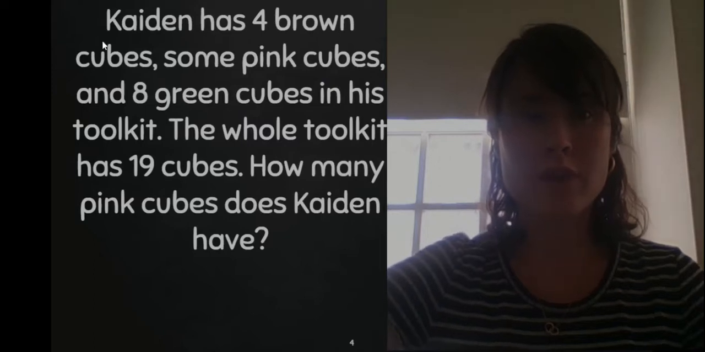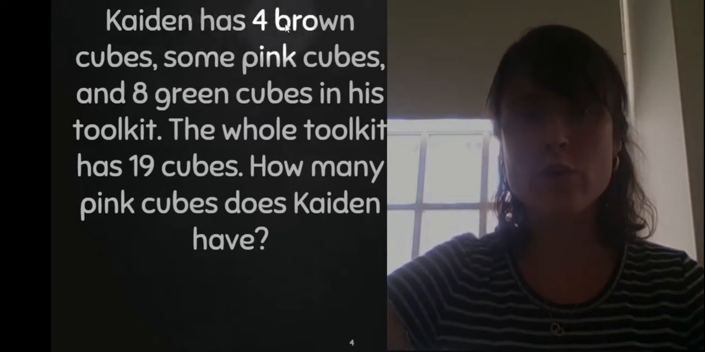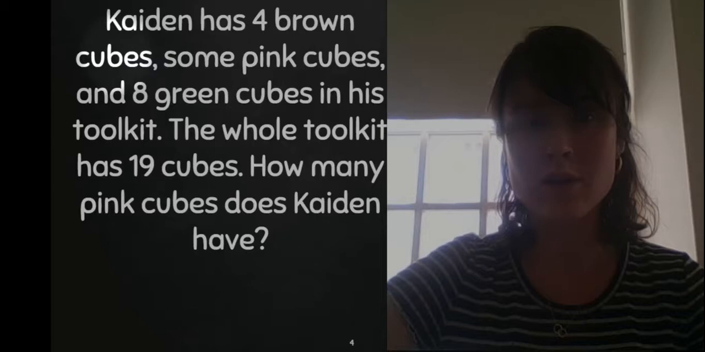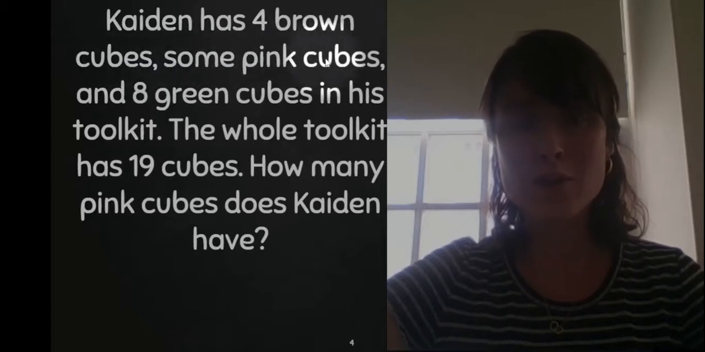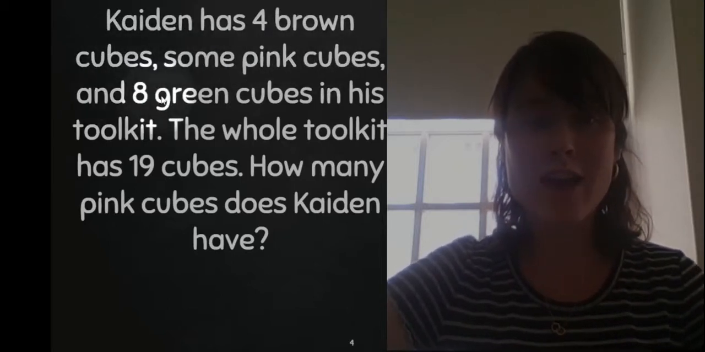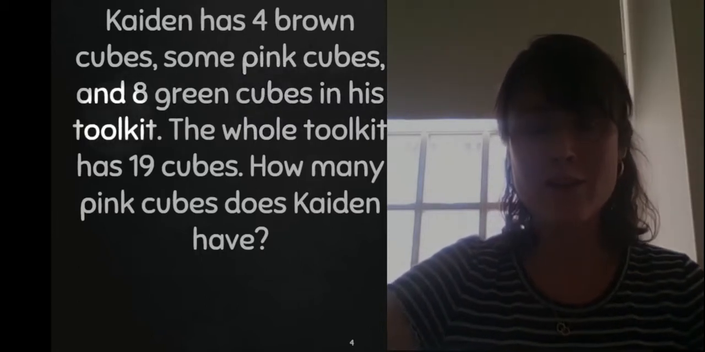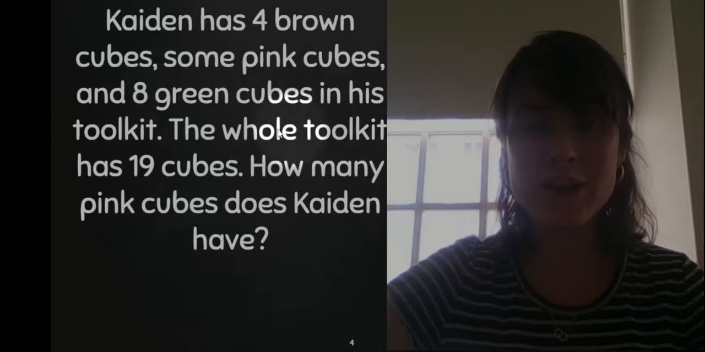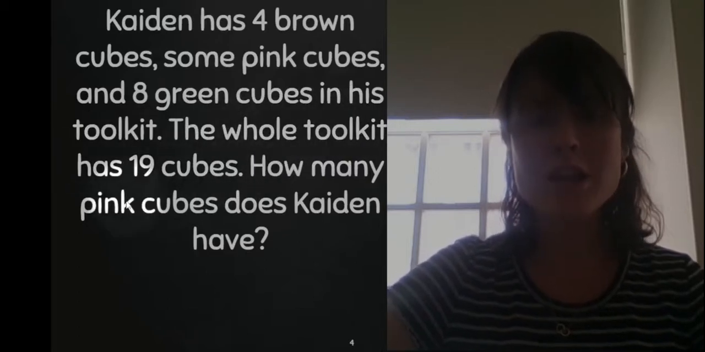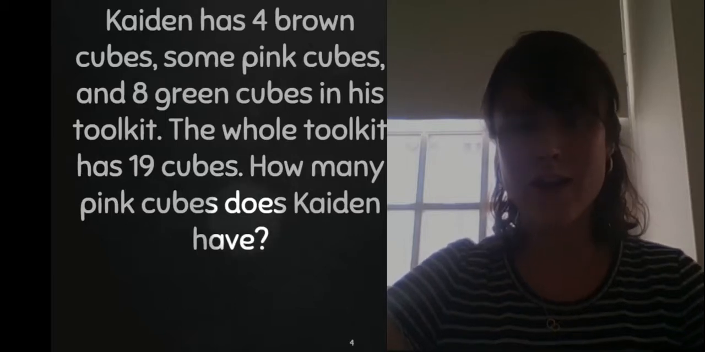All right. Caden has 4 brown cubes, some pink cubes, and 8 green cubes in his toolkit. The whole toolkit has 19 cubes. How many pink cubes does Caden have?